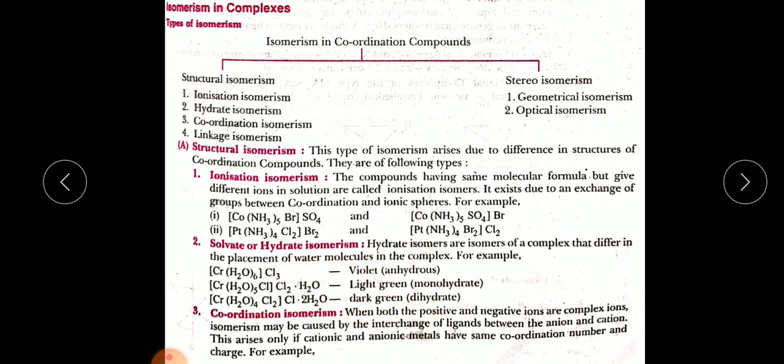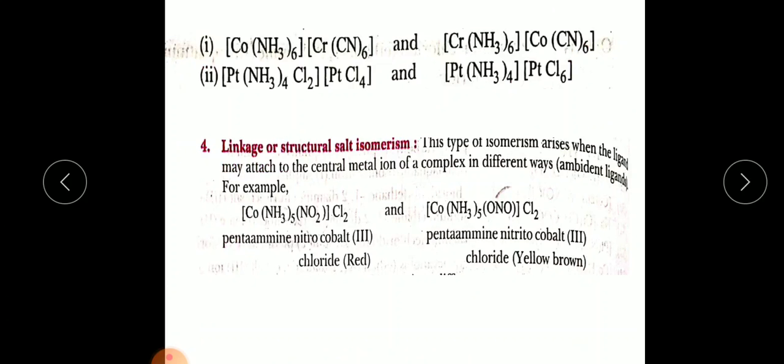Next is coordination isomerism. In coordination isomerism, when both the positive and negative ions are complex ions, isomerism may be caused by the interchange of ligands between the anion and cation. They are called coordination isomers. This arises only if cationic and anionic metals have the same coordination number and charge. So this is an example of coordination isomerism: [Co(NH3)6][Cr(CN)6] and [Cr(NH3)6][Co(CN)6]. What has happened here? The NH3 has gone over here and the CN6 over here.